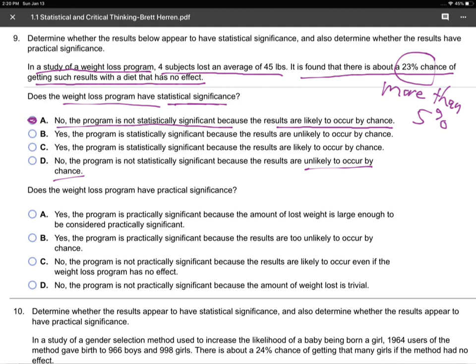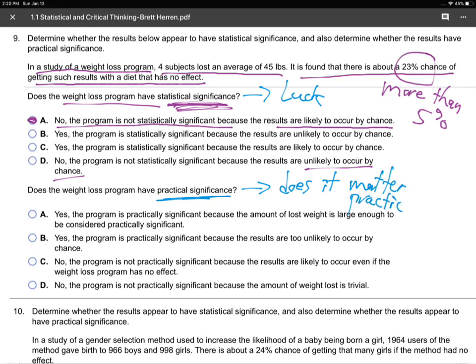Does the weight loss program have practical significance? So now we're distinguishing. The purpose of this question is, did you get the difference between statistical significance, up here, and down here, practical significance? Remember what that difference is? Statistical significance is the chance of luck, right? Practical is, does it matter? Does it matter practically? Like the 52% chance of girls just isn't much of a practical difference. So is the weight loss one practically significant? No.